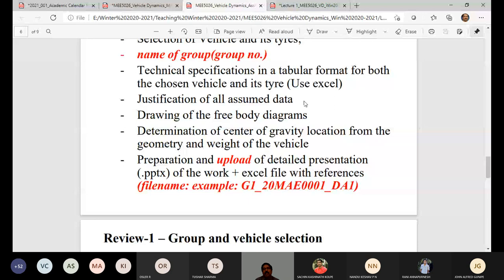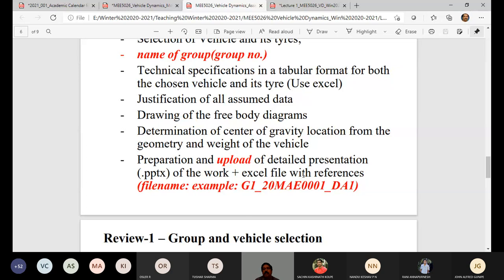Maybe you select a vehicle of the SUV, sedan or hatchback class. Then accordingly, you should have your assumed data in case there are data which are not explicitly available to you. And then drawing of free body diagrams and determination of the CG height of the vehicle. There is a technique through a free body diagram by which you can find the CG location. This is all summarized in a PPT.